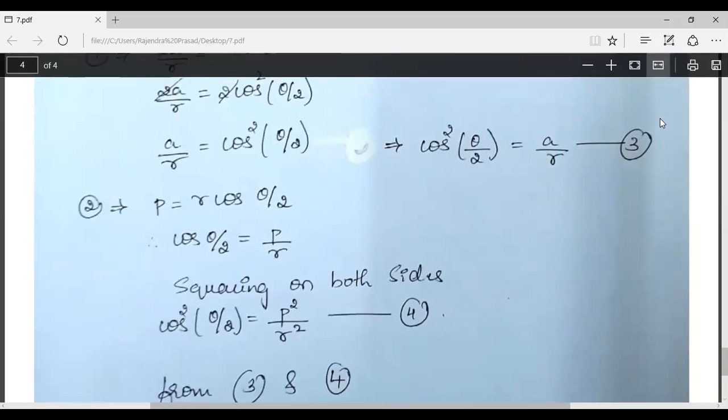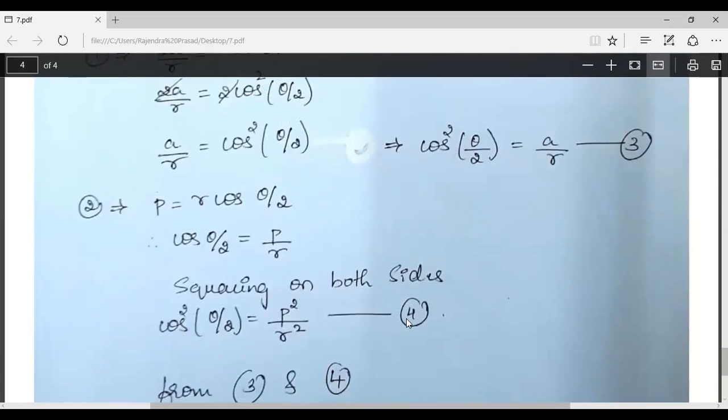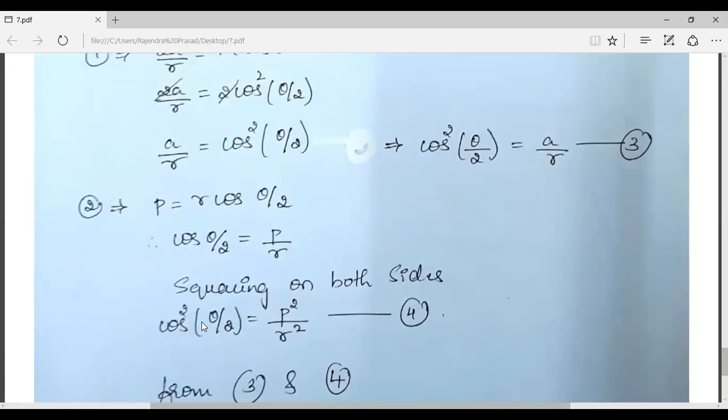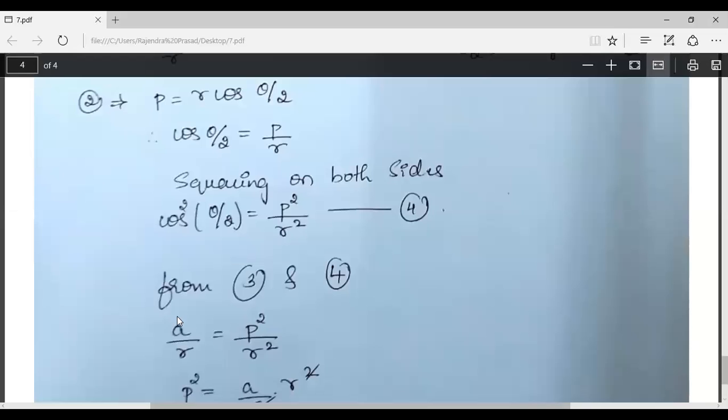Next, consider equation number 3 and equation number 4. Observe carefully: cos square theta by 2 is equal to a by r, and cos square theta by 2 is equal to p square by r square. So we should equate the right hand sides: a by r is equal to p square by r square.